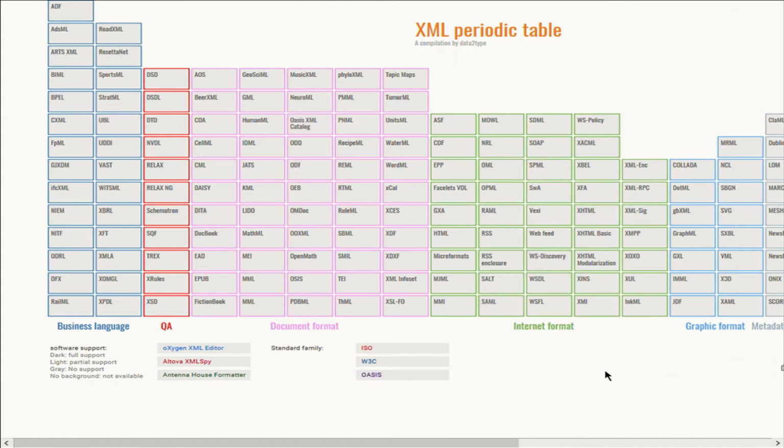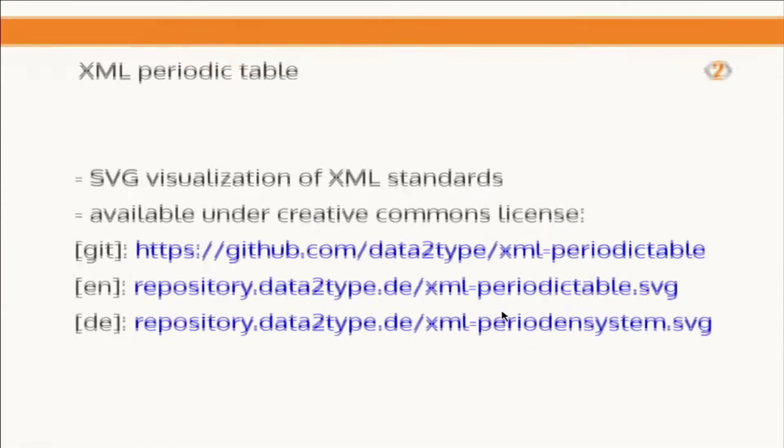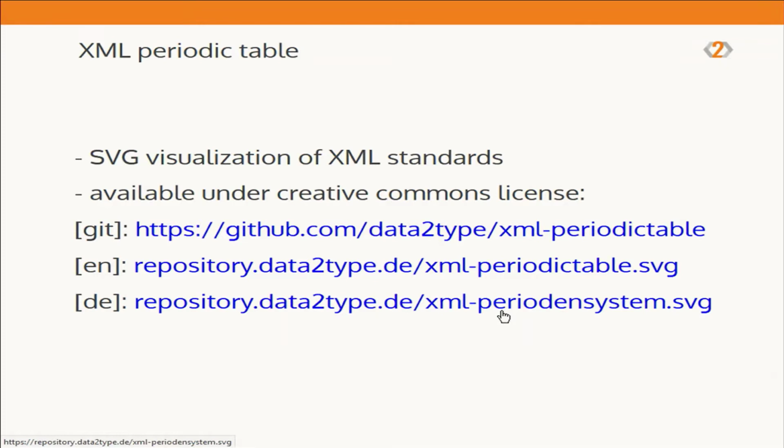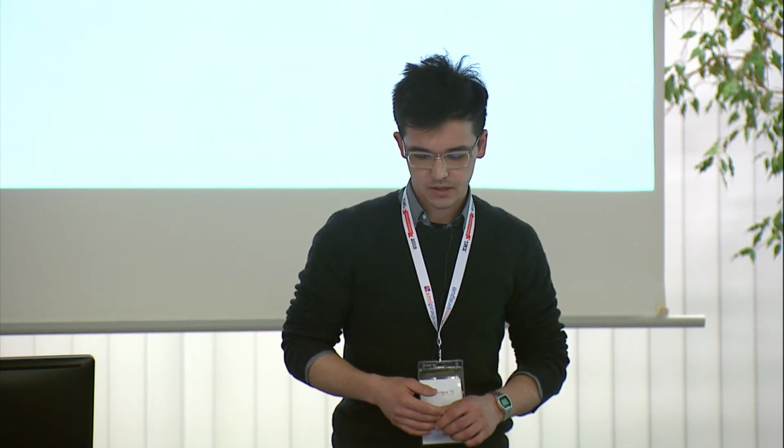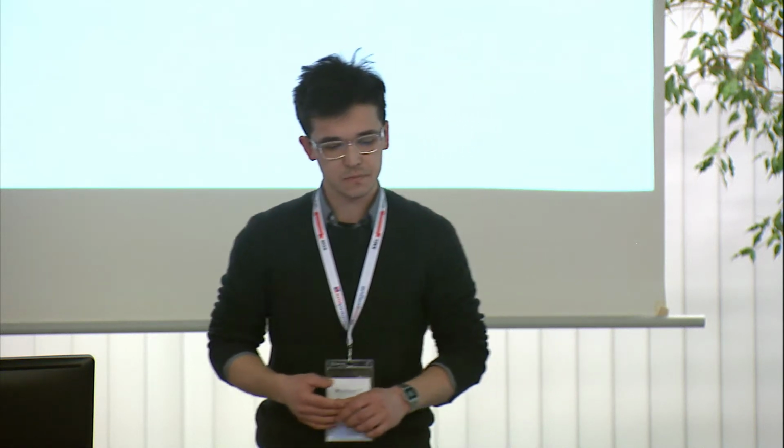So this image we want to make available for free to use and distribute, as a way to display different XML standards. It's on Git. It's on our repository.datatotype.de page under XML periodic table.